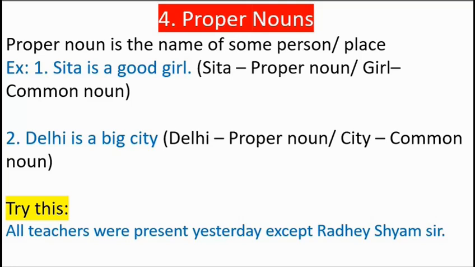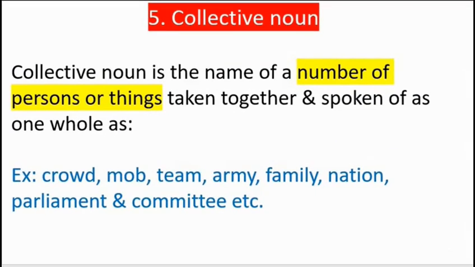Got it? Good. Now the fifth one, collective noun. What is this collective noun? Simply remember: a collection of people, a group of people. In a sentence, a collective noun is the name of a number of persons or things taken together and spoken of as one whole. When we are talking about a group of people, that is a collective noun.